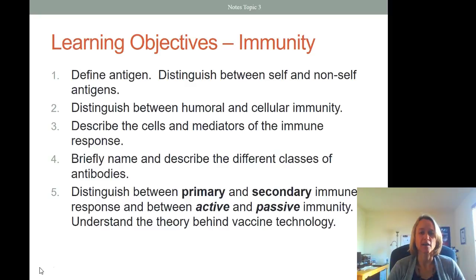Okay, so now we're going to talk about immunity. Once again, you don't have to know a lot about the immune system. We could definitely spend a year talking about it. But you should know these basic things. What an antigen is, self and non-self antigens. Knowing the difference between humoral and cellular immunity. You should be able to describe the major cells and mediators of the immune response. The different classes of antibodies. And then a big one is knowing the difference between active and passive immunity and the theory behind vaccine technology.